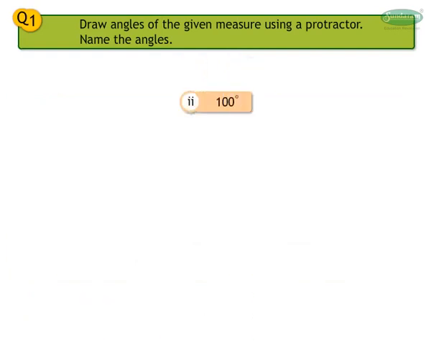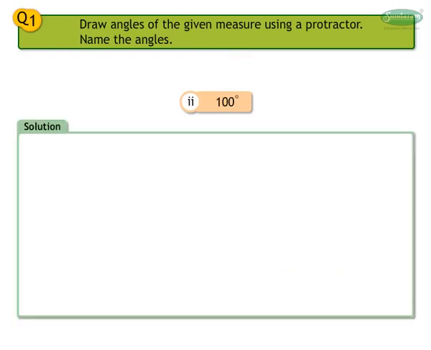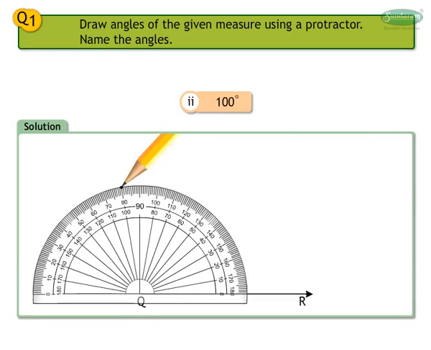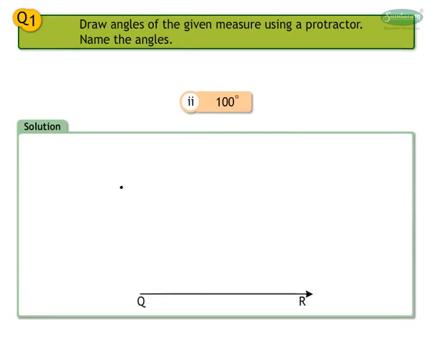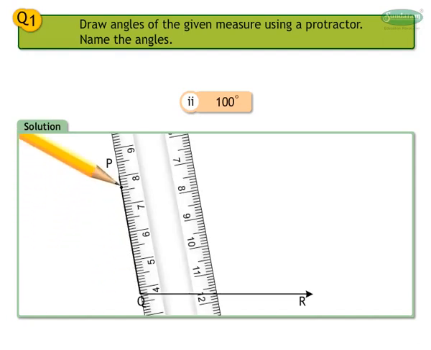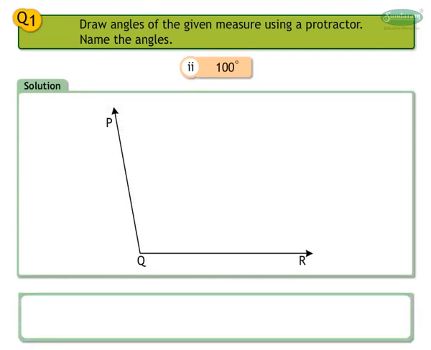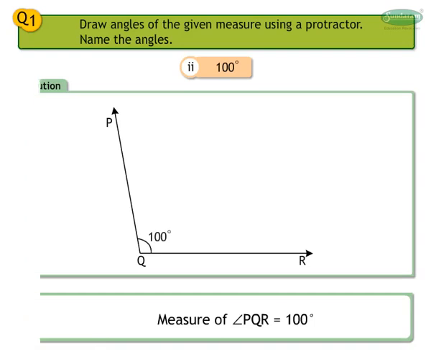Number 2. 100 degrees. Solution. Number 1. Draw a ray QR. Number 2. With the center Q, measure 100 degrees on a protractor and mark a point P. Number 3. Draw ray QP. Number 4. Thus, we get the required angle PQR measuring 100 degrees.